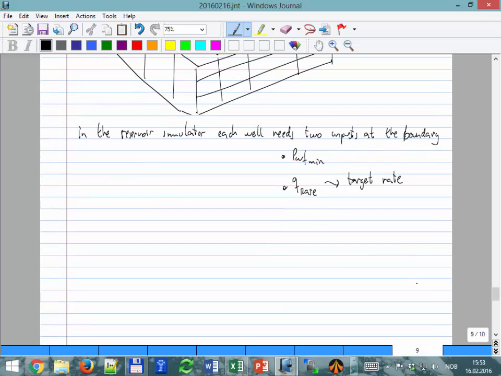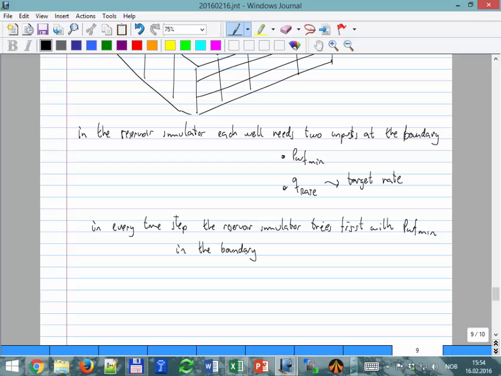And I told you that in every time step, the reservoir simulator first tries with the PWF in the boundary. It goes and applies that pressure in the well boundary, does the calculation, and then it calculates a maximum rate, Q max.